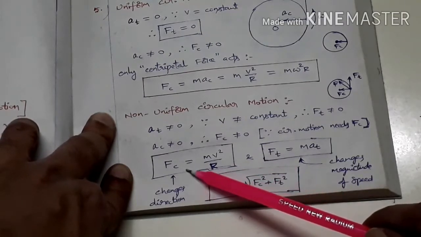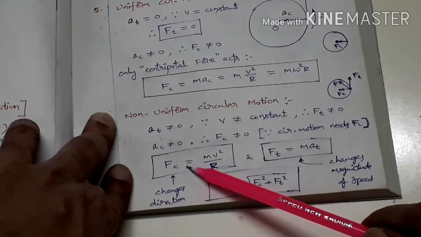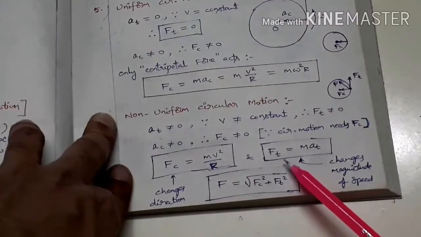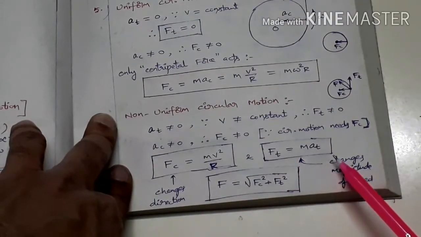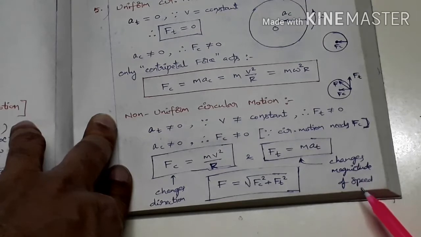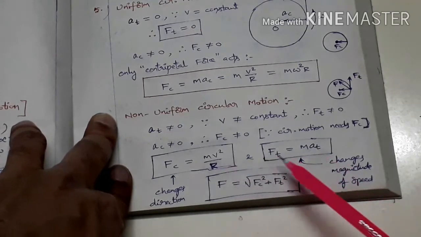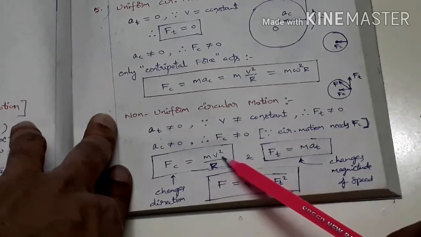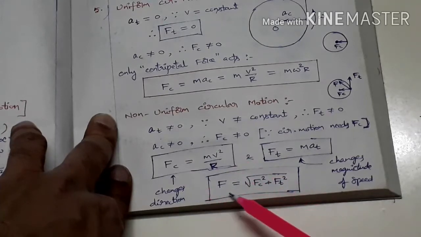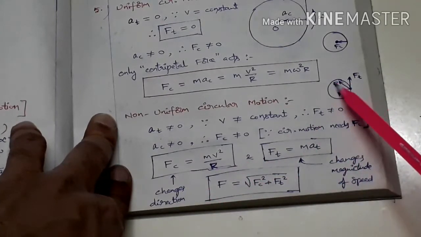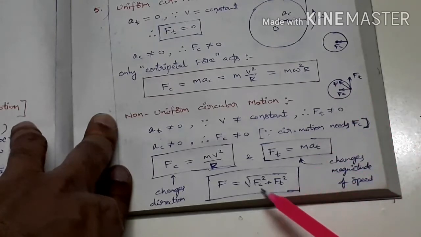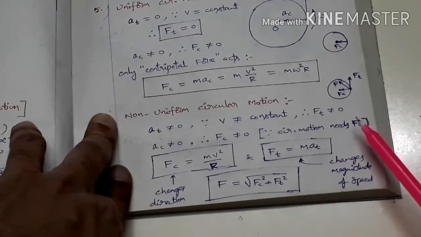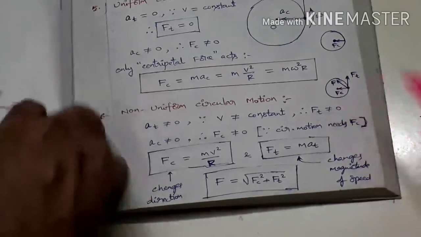So FC, centripetal force, is responsible for changing the direction of the velocity. Continuously it is changing the direction of velocity. And tangential force FT is responsible for changing the magnitude of the speed of the particle which is making circular motion. So Ft equals M AT, where AT is tangential acceleration, and FC equals M AC, where AC equals V square by R. Okay, so what is the net force here? For non-uniform circular motion, the net force magnitude is given as F equals root of FC square plus FT square. And in vector notation we can write F bar equals FT bar plus FC bar.